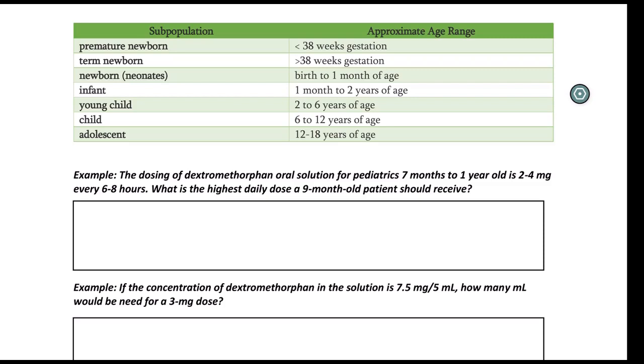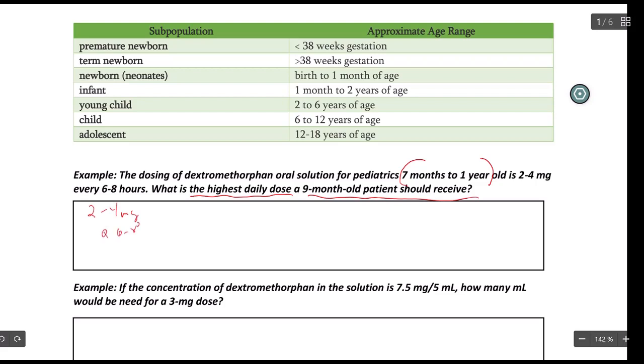Now the dose and the dosing interval is sometimes based on the prescribing practitioner and the level of need for the patient. So there are usually ranges. The question I'm asking is, what is the highest dose that a 9-month-old patient should receive? So 9 months is between 7 months and 1 year, and we do know the dose. The dose that you can give is 2 to 4 milligrams, and that's Q 6 to 8 hours, so that's every 6 to 8 hours.